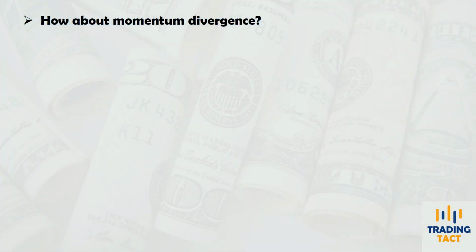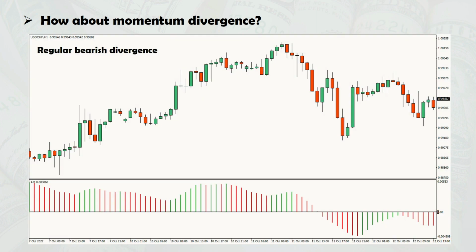Wait, can't we also use the Awesome Oscillator to trade momentum divergence? We sure can, and here's an example of bearish divergence. Prices make a higher high, but the oscillator makes a lower high, signaling a possible bearish reversal. I previously did a video on a MACD divergence strategy, which you can check out at the top right. The concepts are exactly the same. For simplicity, I will just stick to the zero-line crossover method here.